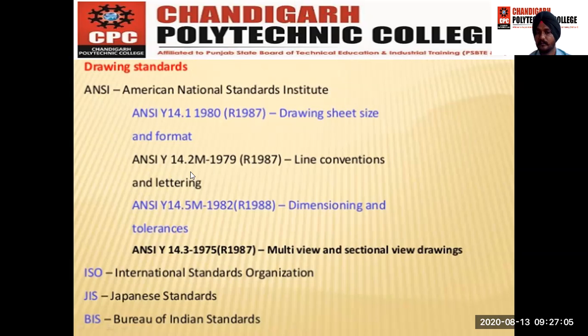ANSI Y14.2M 1979 R 1987 is for line convention and letters. These standards are used for this, and like this dimensioning and tolerance also have a standard, and multi-view sectioning drawing also have its standards. ISO means International Standard Organization, JIS means Japanese standard, BIS Bureau of Indian Standard. We have two standards, ISO and Bureau of Indian Standard, in different drawings.